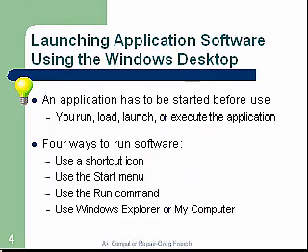Launching application software using the Windows desktop. An application has to be started before use. You run, load, launch, or execute this application. Normally it's just an icon that may be on the desktop or a menu item that can be clicked on, double-clicked on. There are 4 ways to run the software: use the shortcut icon on the desktop, use the Start menu, use the Run command, or use Windows Explorer or My Computer.